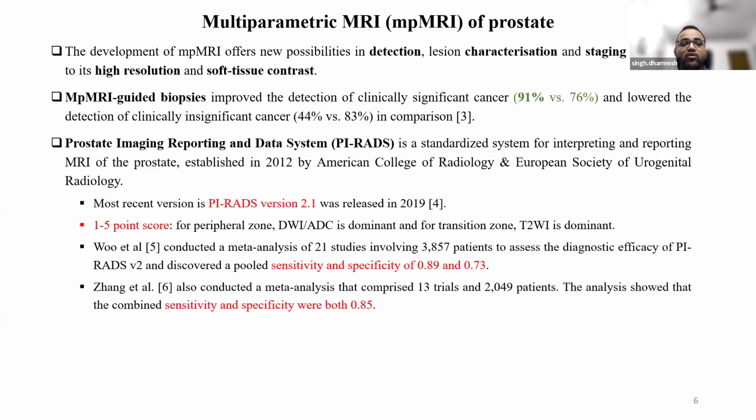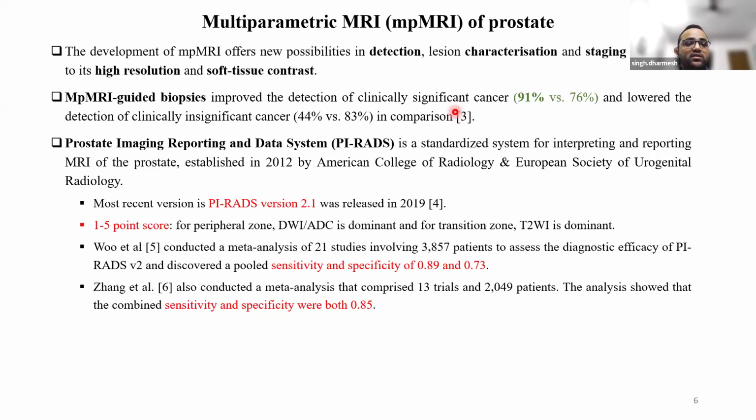MRI, or you call it multi-parametric MRI. Multi-parametric MRI is a combination of different sequences like T2 weighted imaging, diffusion weighted imaging, or perfusion weighted imaging. So it's called multi-parametric MRI. It is the only modality that combines high resolution anatomy with functional imaging to truly improve detection and characterization. So the development of MPMRI has truly transformed prostate cancer diagnosis.